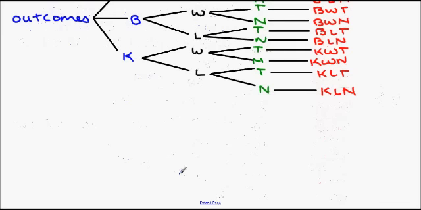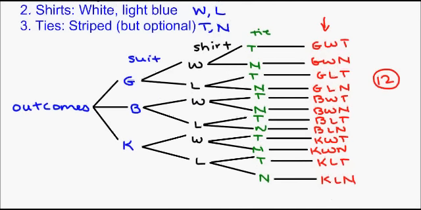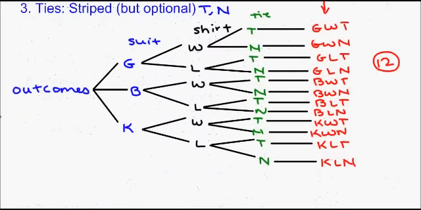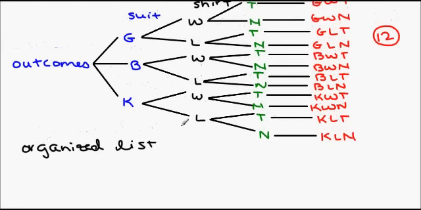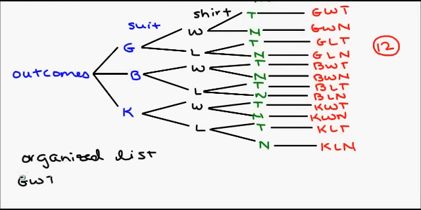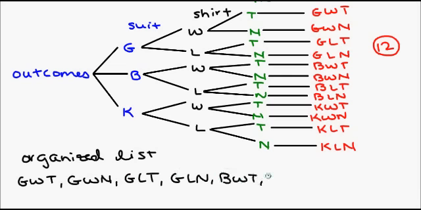And you might be saying to yourself, well, I kind of hate that tree. That looks too hard to do. And well, you could do an organized list instead. The organized list is essentially this right here. So if you wanted to do the organized list instead of the tree, you would use the initials like I did before, and you're just going to write those combinations with commas in between them. So that would be like GWT, comma, GWN, comma, GLT, comma, GLN, comma, and just write them all down. Don't leave anyone out.